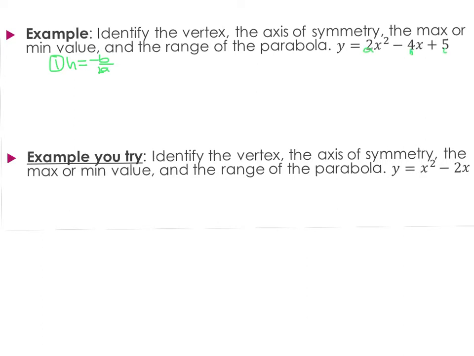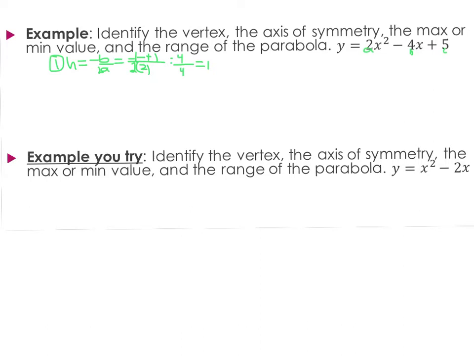And we just plug and chug, okay? So I'm going to have my negative, and -4 is b, all over my 2 times a. So 2 times a, 2 times 2. So our numerator is just 4, and our denominator is 4, and we get an h value of 1.